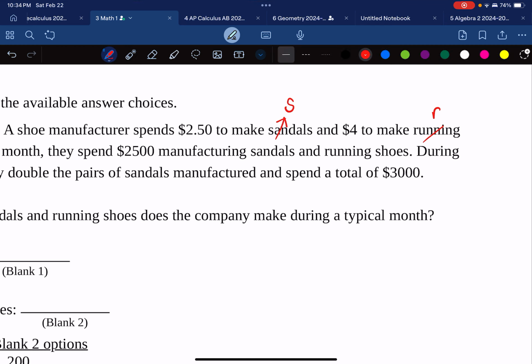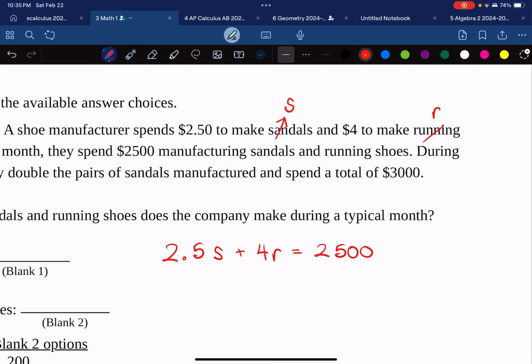I have $2.50 for sandals. By the way, you don't need that 0. It can just be 2.5. You're gonna be cool like me, right? 2.5 S, make sure your S is nice and curvaceous like mine. And then I add 4 of the R, and then if I do all of that in 1 month, I get $2,500. You can put as many zeros after the end if you want, but you're not gonna do that.